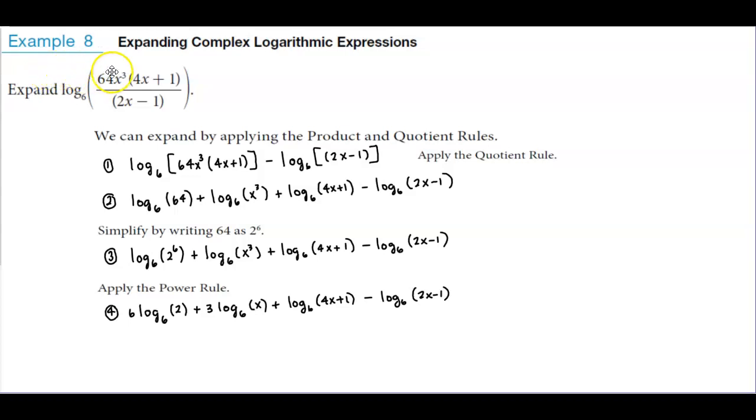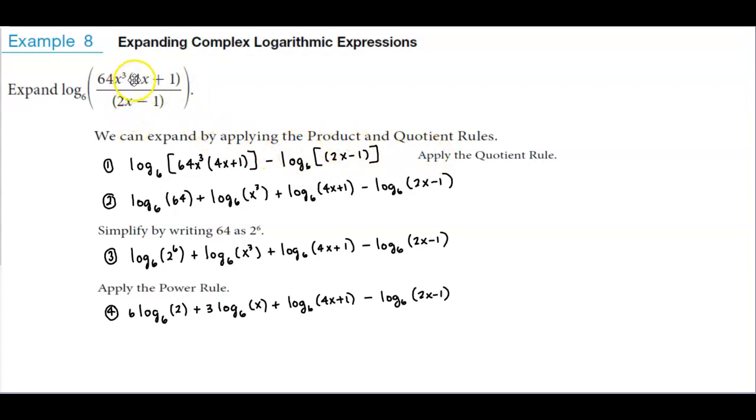Right, for example 8, we're expanding complex logarithmic expressions. We want to be able to expand the log base 6 of the quantity 64 times x cubed times the quantity 4x plus 1, divided by the quantity 2x minus 1. Now the first thing we can do is expand by applying the product and quotient rules.